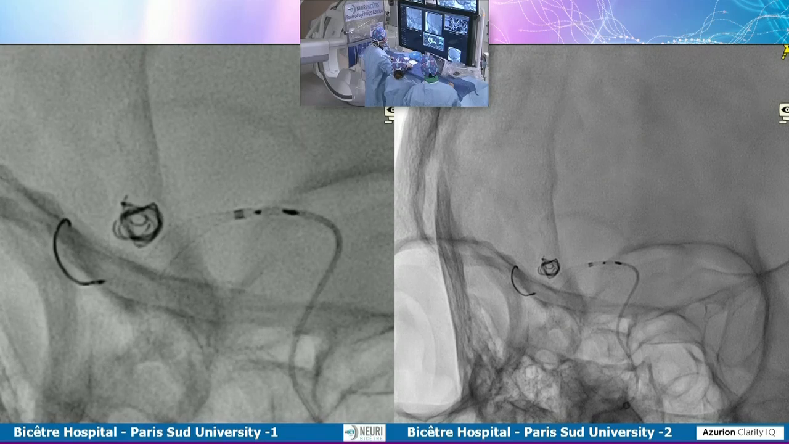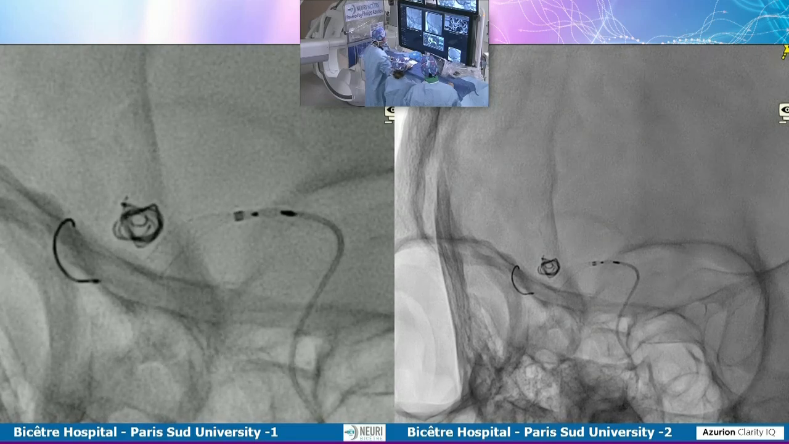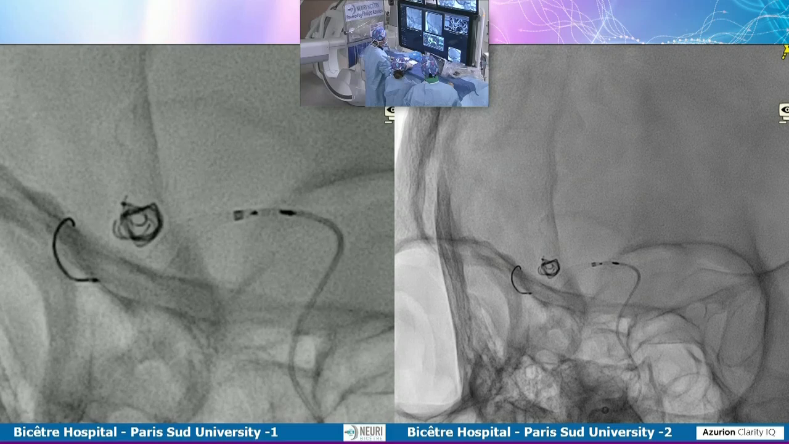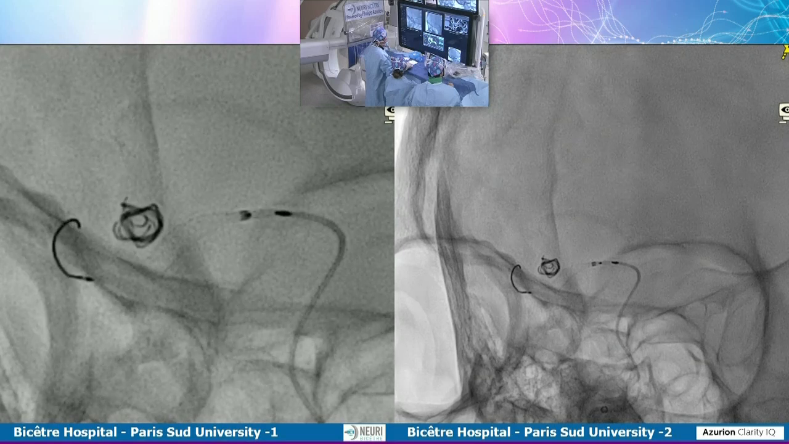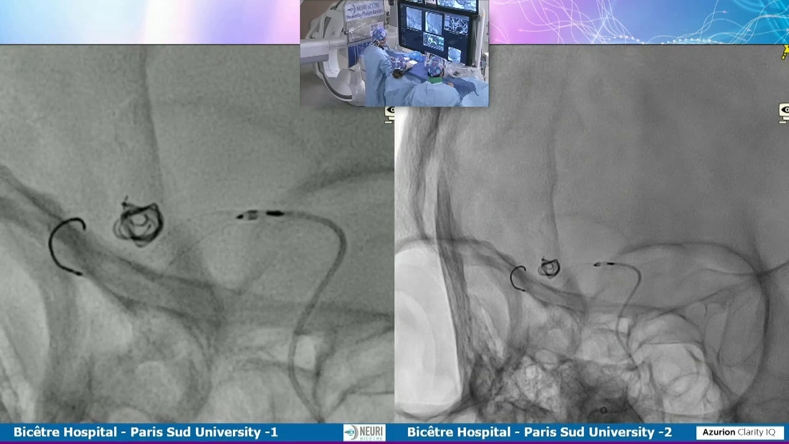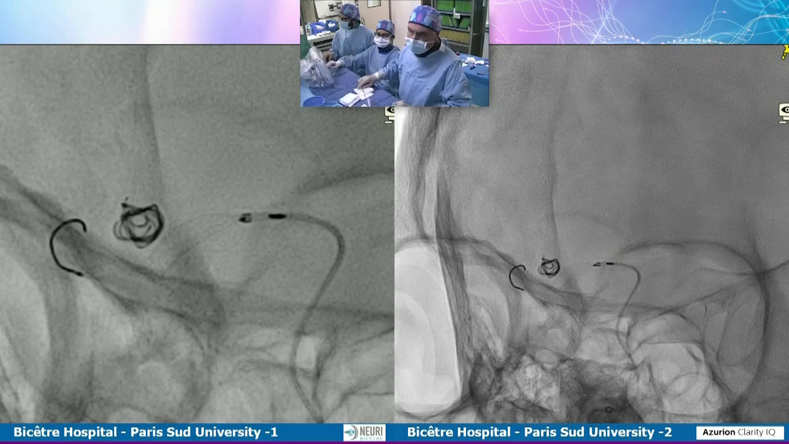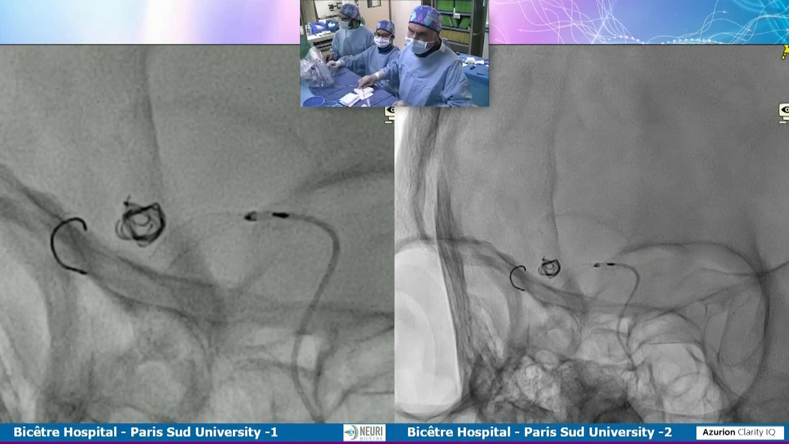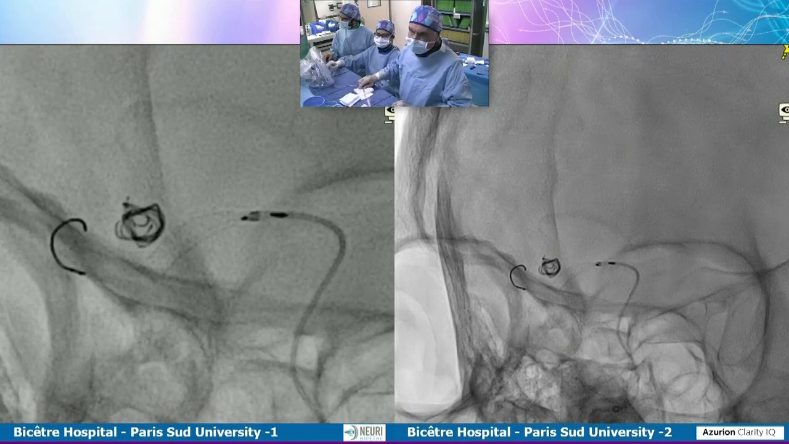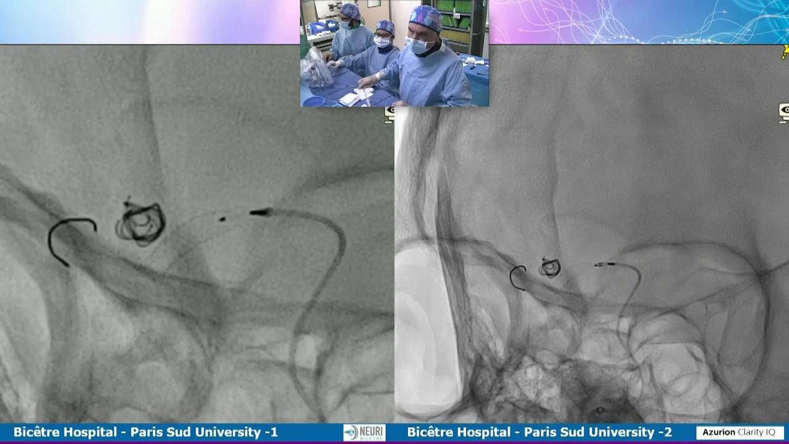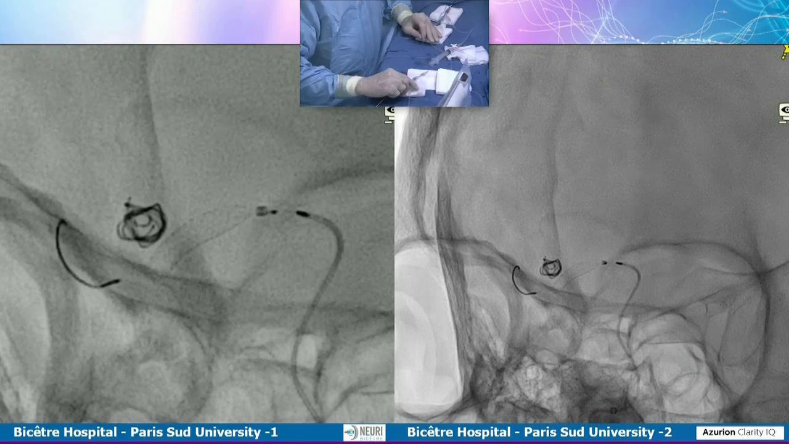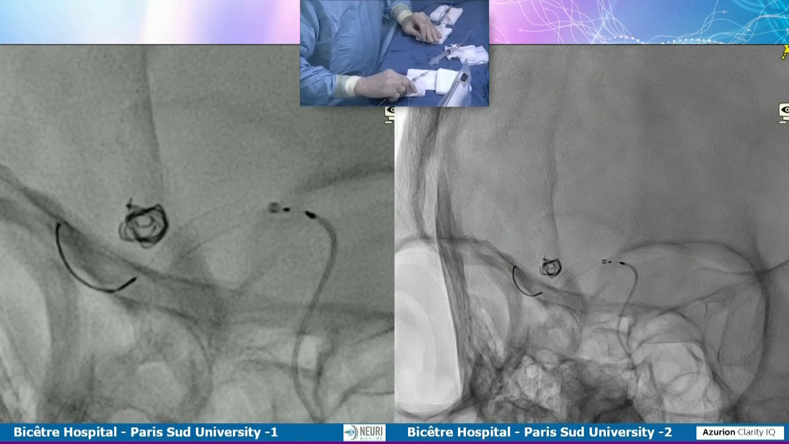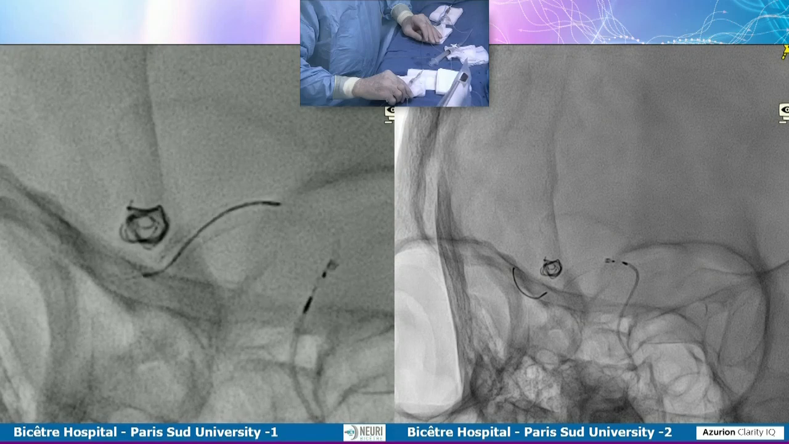Okay, you can see that now it's properly placed. Continue to push on the pusher to deploy the pipeline. They have the simulation in front of their eyes, so they know exactly how to properly place the pipeline. So it is still attached, and now it is released. Okay. So this is the proximal part of the pipeline, the distal part of the pipeline.